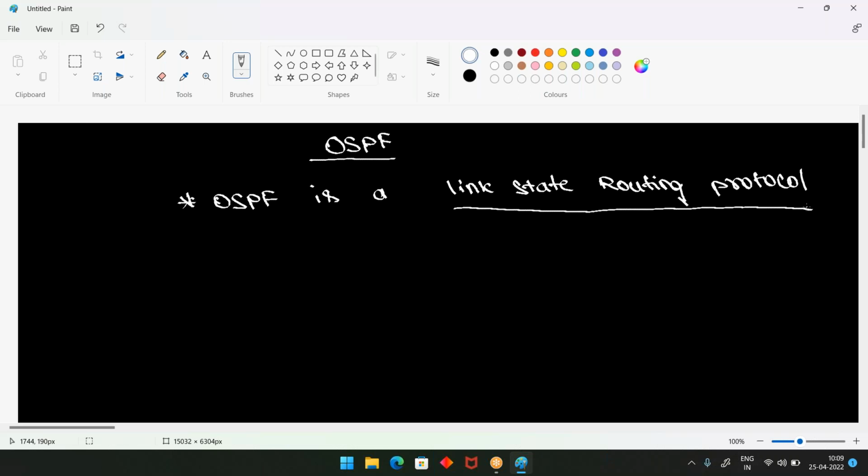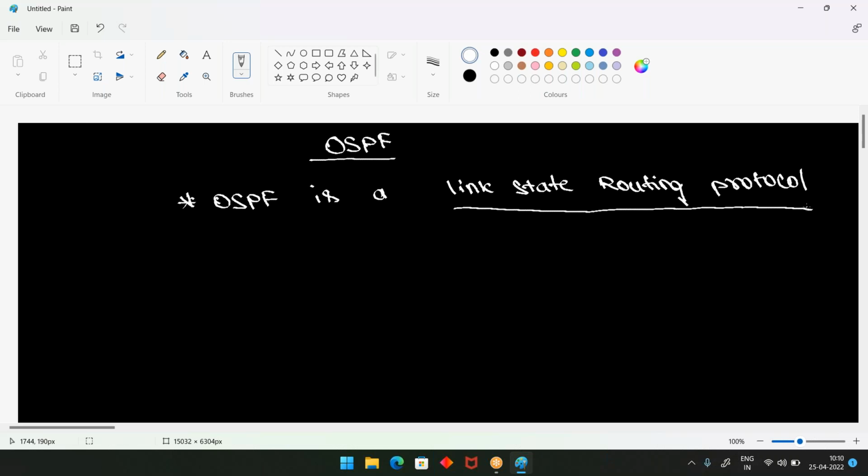Okay, that's good. One more point? It copies the database of every other router. Okay, that's good. I didn't get the expected answer. Helps to get the shortest path from the routing. Okay, that's good. All the protocols will do like this only. EIGRP also will do the same thing, and RIP also will do the same thing.